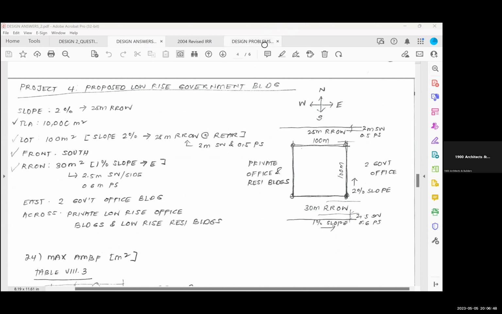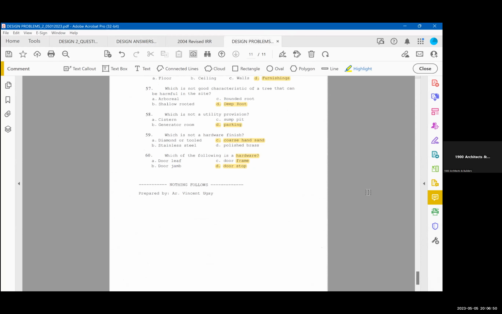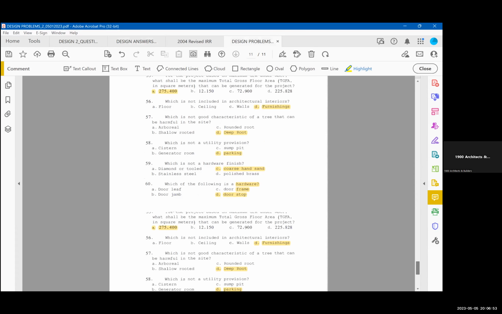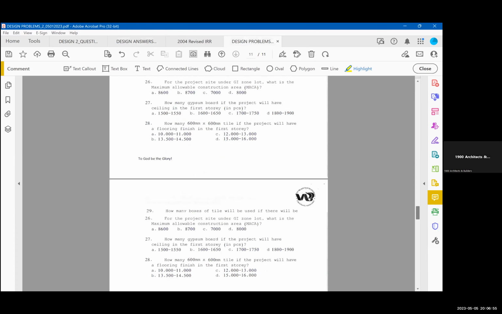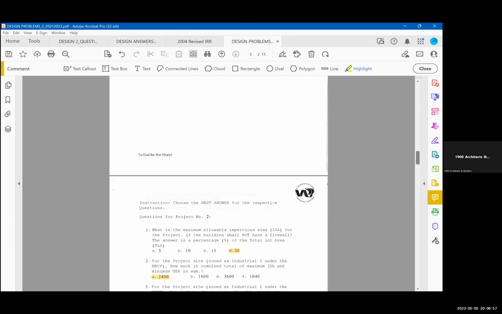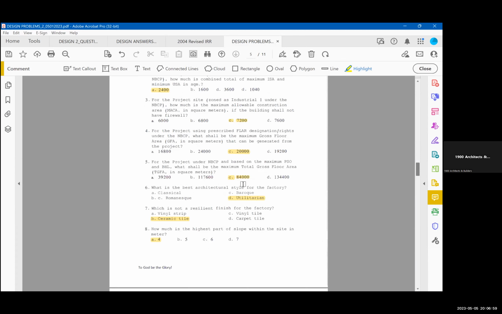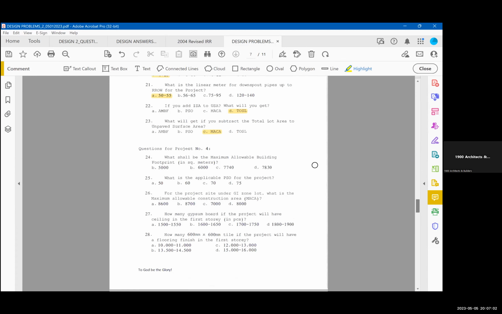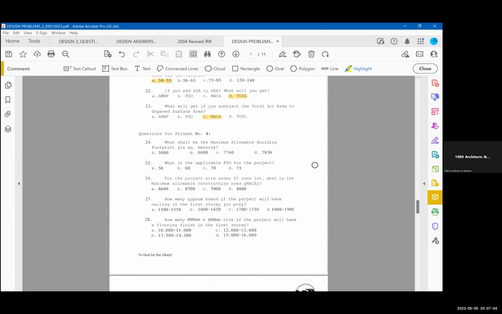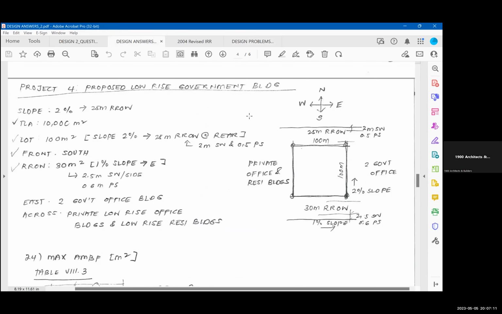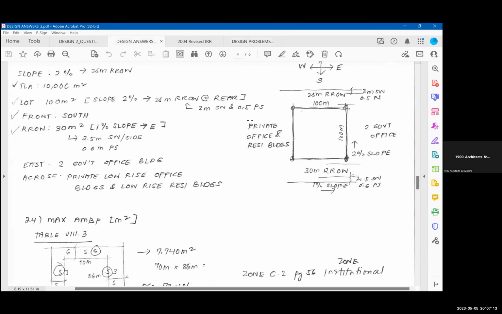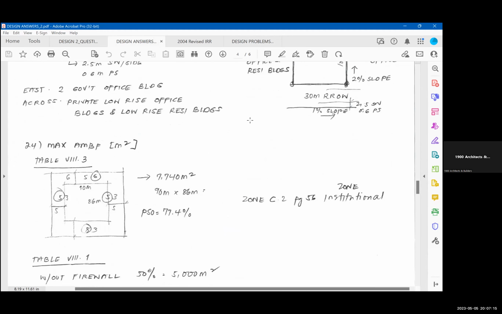Okay, so number 24. Number 24, what shall be the maximum allowable building footprint? Again, babalik tayo sa table 8.3. I guess master niya na kung paano kumuha ng MPF by now.